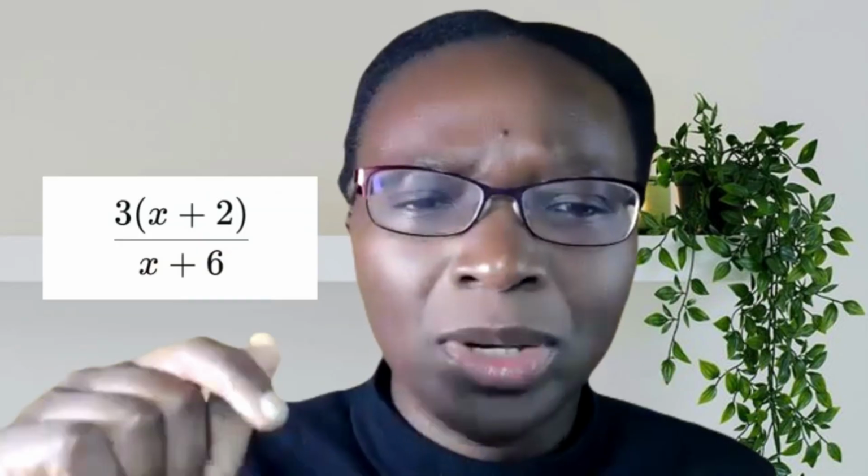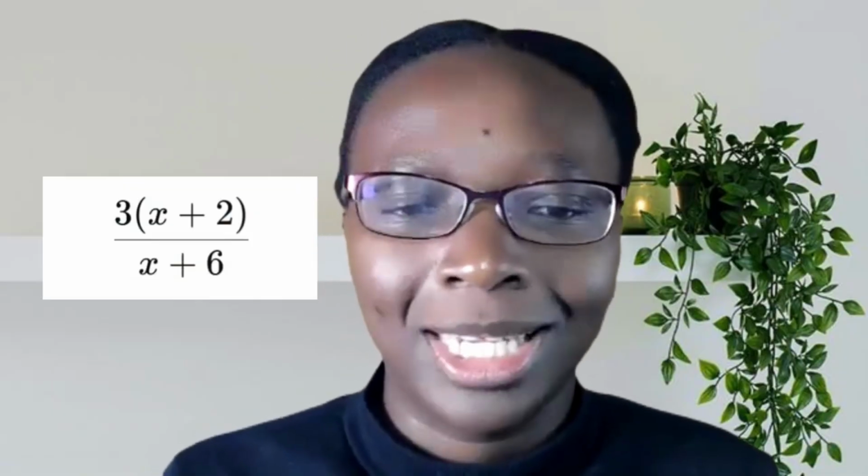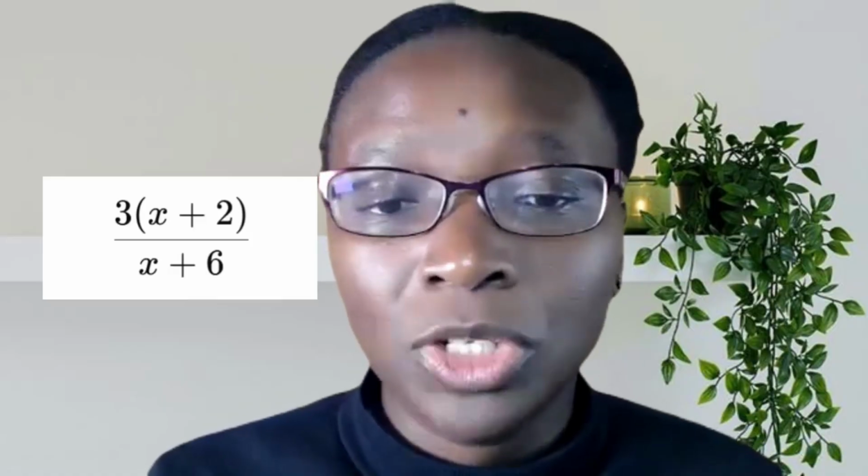I'm going to put this on the screen as well. 3 bracket x plus 2 over x plus 6. So you can see nothing cancels there, right? Then you can see that you can't simplify it any further because x plus 2 and x plus 6 are quite different. So your final answer will be 3 bracket x plus 2 over x plus 6. So a tip is that if you are about to cancel, make sure you factorize first, right? Really, really important for grade 9 algebra.